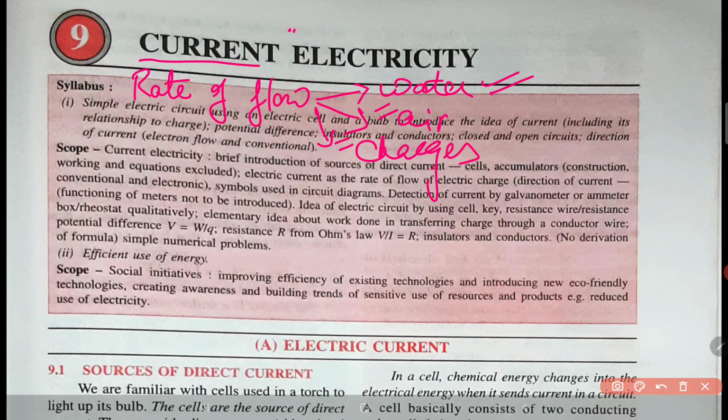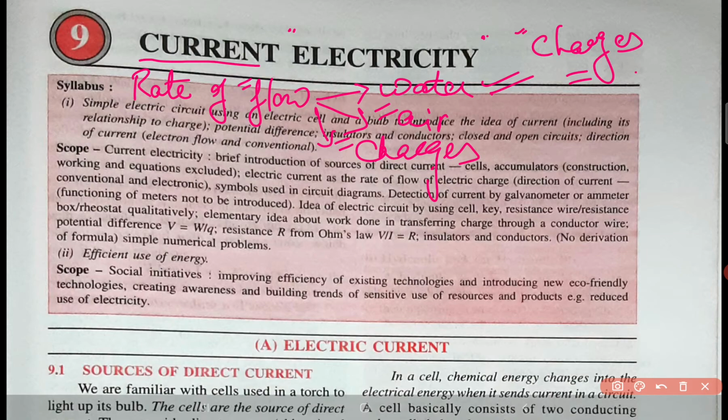Whereas the term electricity, right, is something to do with charges. So in this chapter what we are learning is, number one, where do these charges come from. Number two, how do they flow, and what are the obstructions they find while they are flowing, and what makes them flow actually. So all these things will be cleared in this particular chapter.